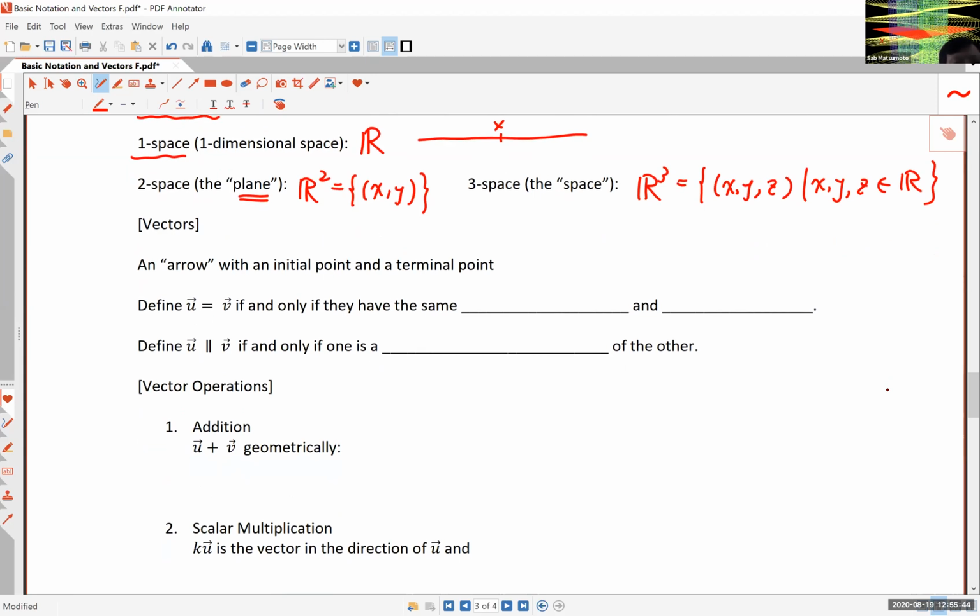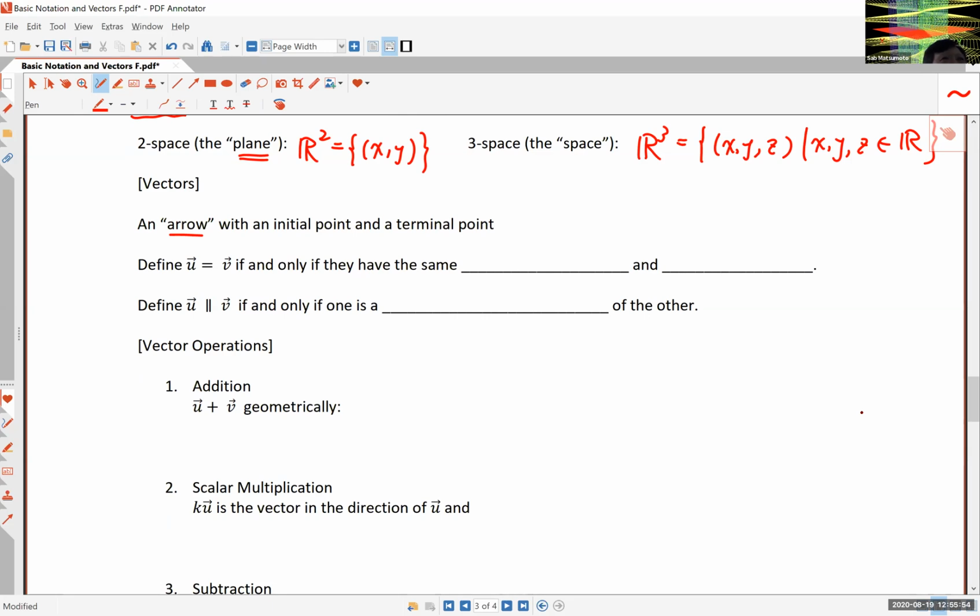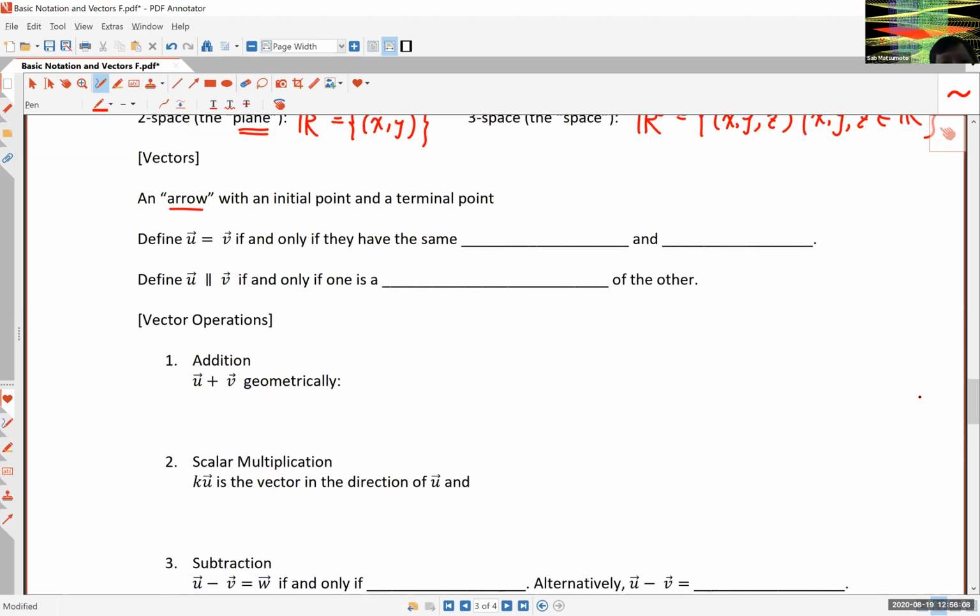What is a vector? A vector is an arrow with an initial point and a terminal point. You may have seen a more precise, mathematical, or abstract definition of a vector, which you should do and study in Math 214. But in the context of Calculus 3, a vector is going to be represented as an arrow with an initial and terminal point. So you have all kinds of vectors. We define two vectors to be equal to each other, this is the definition of equality of two vectors, if and only if they have the same magnitude and direction.